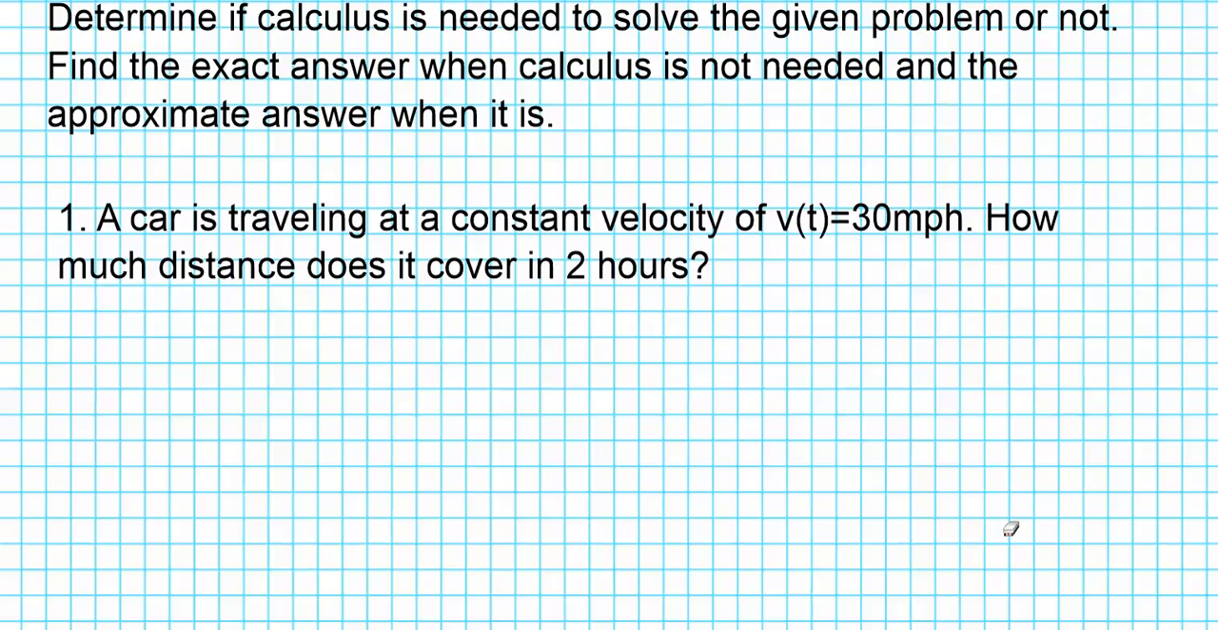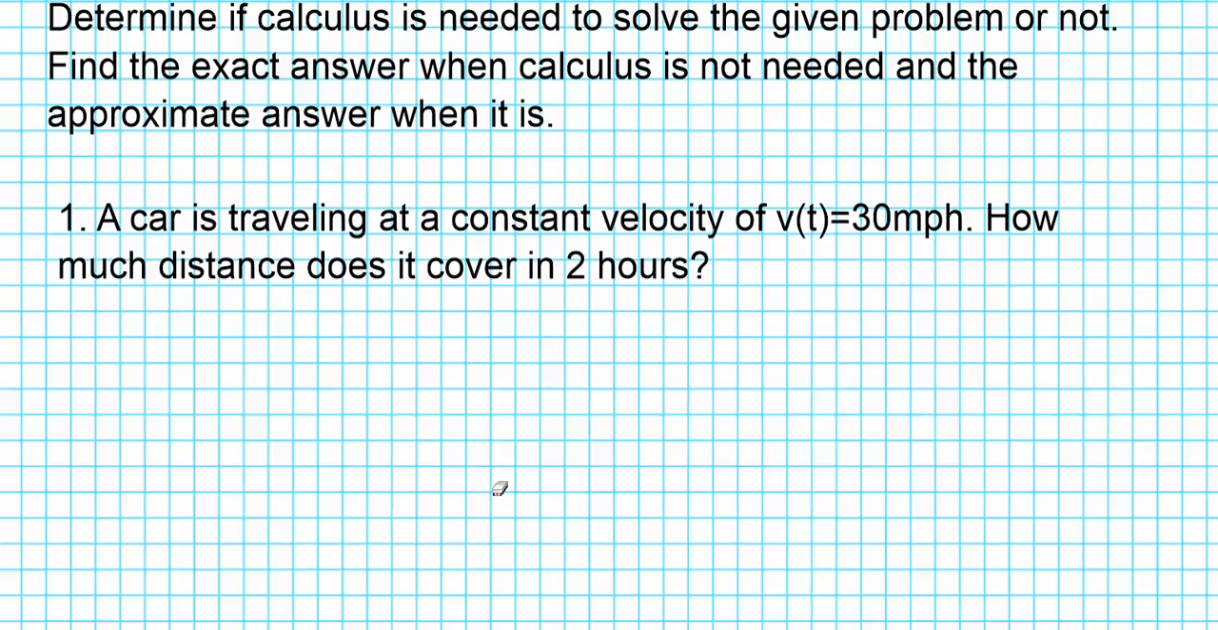Okay, so the questions that we're going to be solving are as follows. Instructions: determine if calculus is needed to solve the given problem or not. Find the exact answer when calculus is not needed and the approximate answer when it is. Okay? All right, so let's take a look at question number 1. It says a car is traveling at a constant velocity of v of t equals 30 miles per hour. How much distance does it cover in 2 hours?